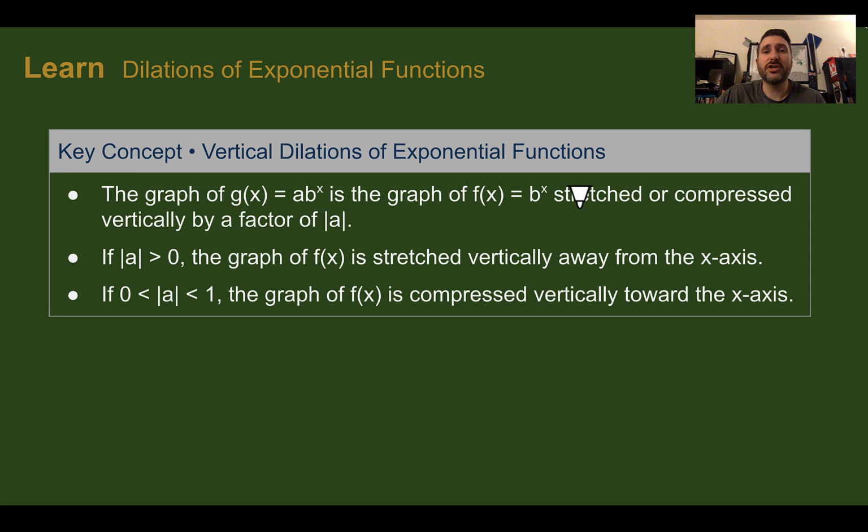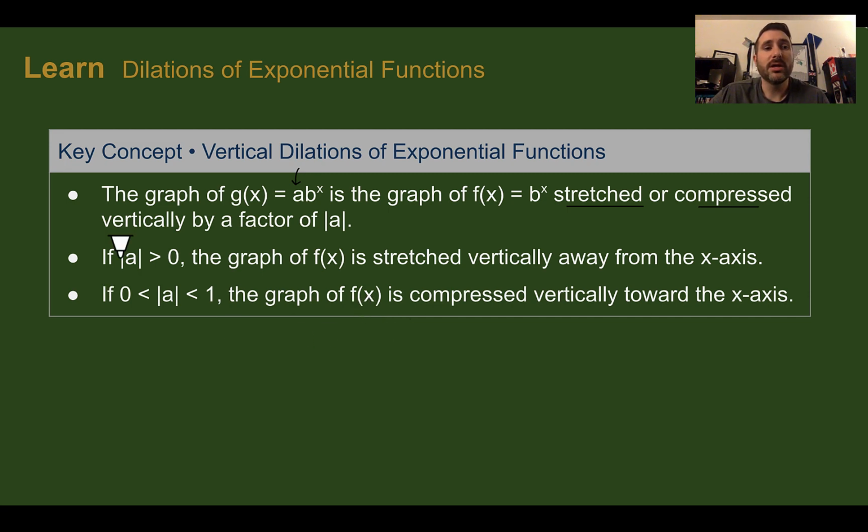For our dilations, we are either stretching or compressing, and it's going to be by this a value. So the starting value is actually stretching or compressing the function, since the general parent function is usually 1 times 2 to the x. So if we have this as a 1, it's not being stretched or compressed at all.